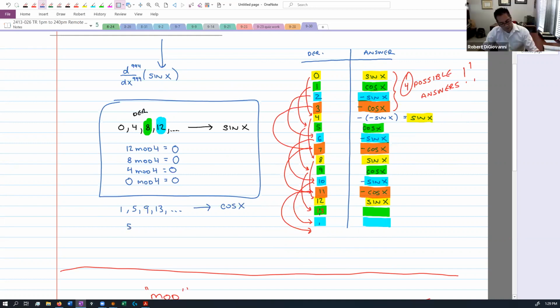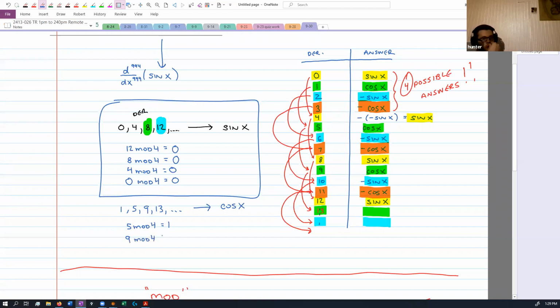If you do 5 mod 4, your remainder is 1. If you do 9 mod 4, well, 4 goes into 9 twice with 1 left over. 13 mod 4, 4 goes into 13 3 times with 1 left over. These are all mod 1s. I mean, these all modded with 4 give you 1. Yes?